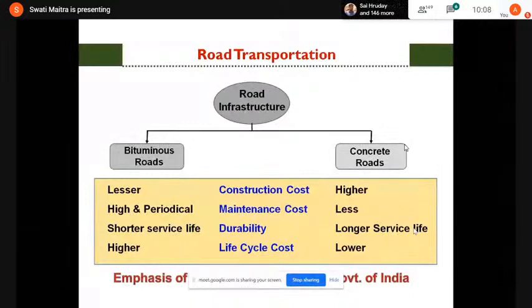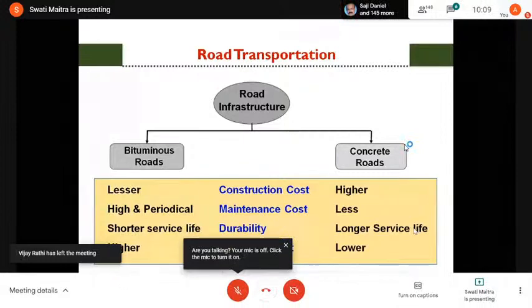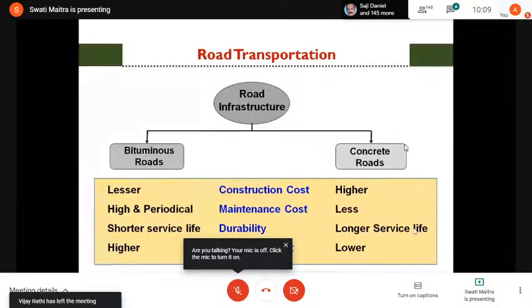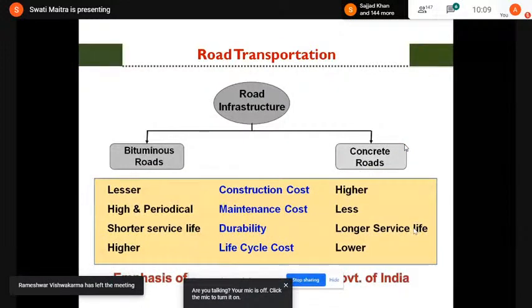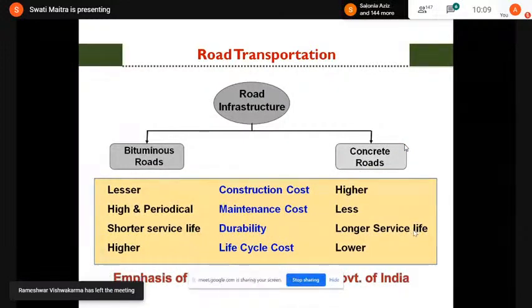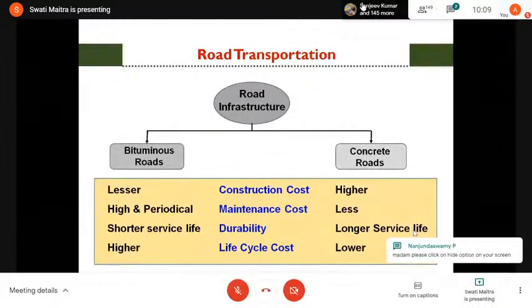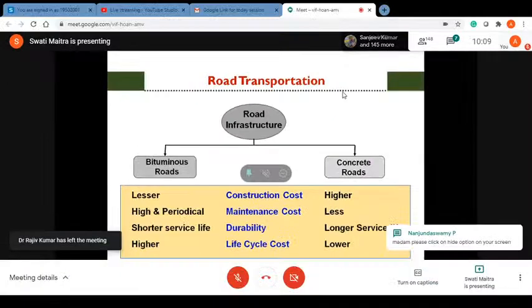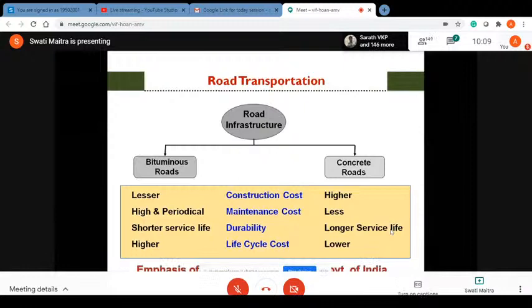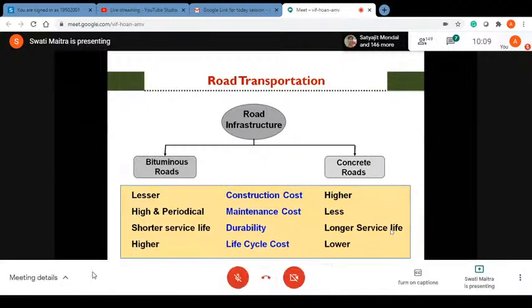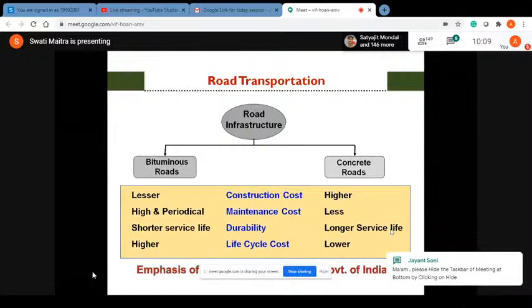The two types of roads have significant differences, not only in terms of the material, but in several other aspects, like the construction cost. In bituminous roads, the initial construction cost is much less as compared to concrete roads. The concrete construction cost is high, but at the same time, bituminous roads are very much susceptible to moisture and temperature, so they are susceptible to several distresses. So they require frequent maintenance throughout their service life.